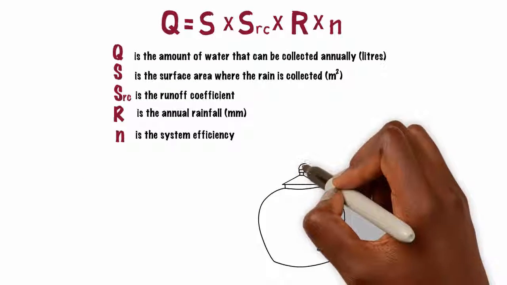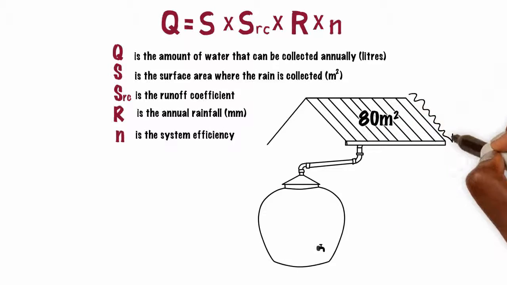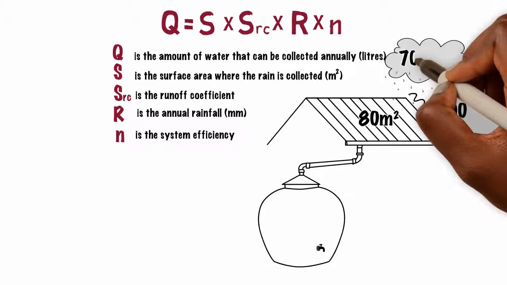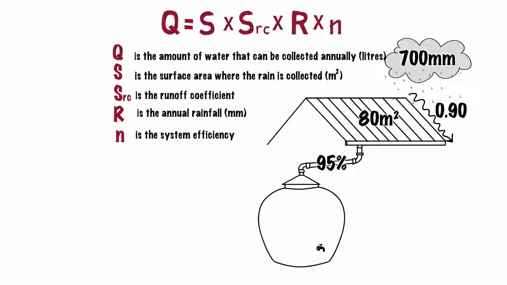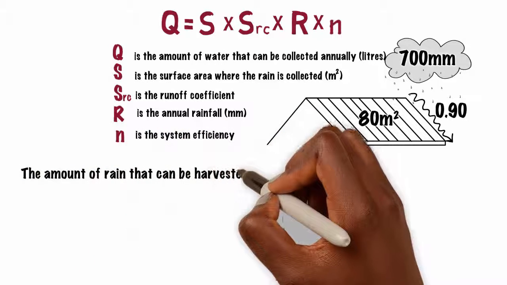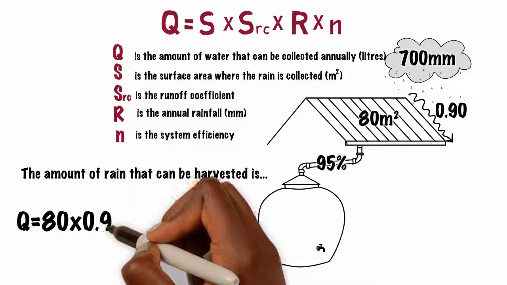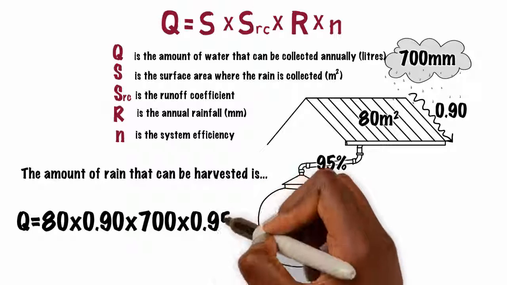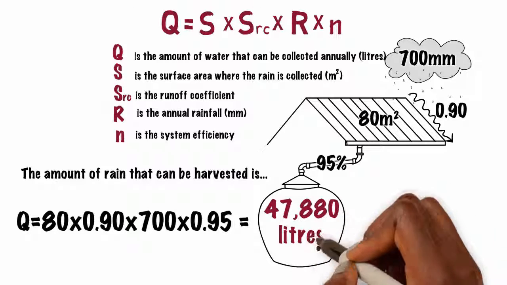For example, if the surface area of a roof is 80 meters squared with a runoff coefficient of 0.9, the annual rainfall of 700 mm and a rainwater harvesting system with efficiency of 95%, then the amount of rainwater that can be harvested is Q = 80 × 0.9 × 700 × 0.95, which is equal to 47,880 liters.